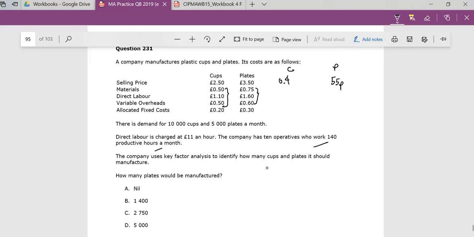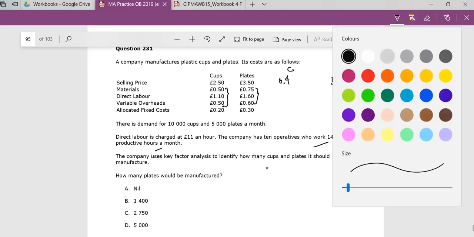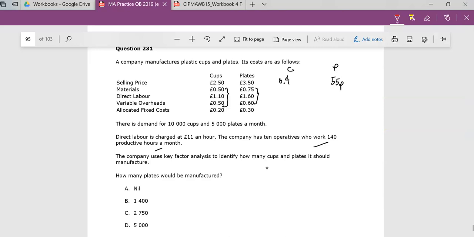The question I have to ask myself is how long does it take to make a cup? I spent £1.10 and it's £11 an hour, so that's really 0.1 of an hour. I spend £1.60 in terms of labor making a plate. It was £11 an hour, so £1.60 divided by 11 gives me 0.145 of an hour. That's how we look at this.